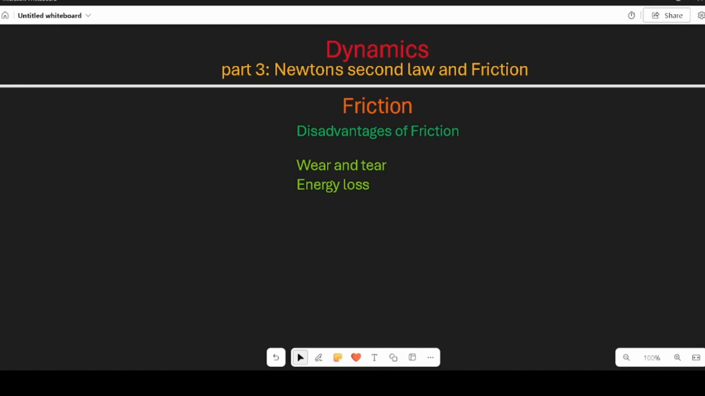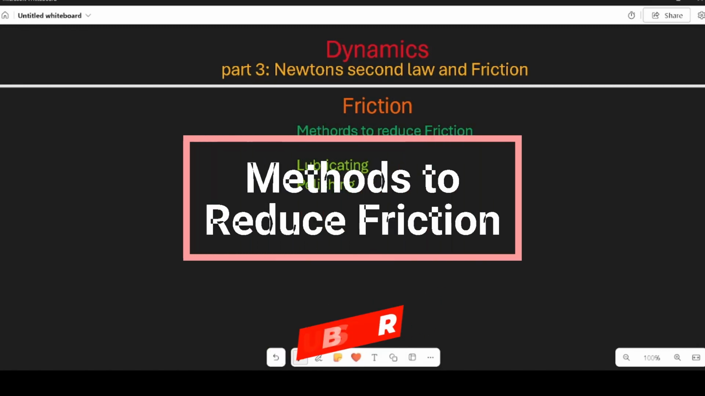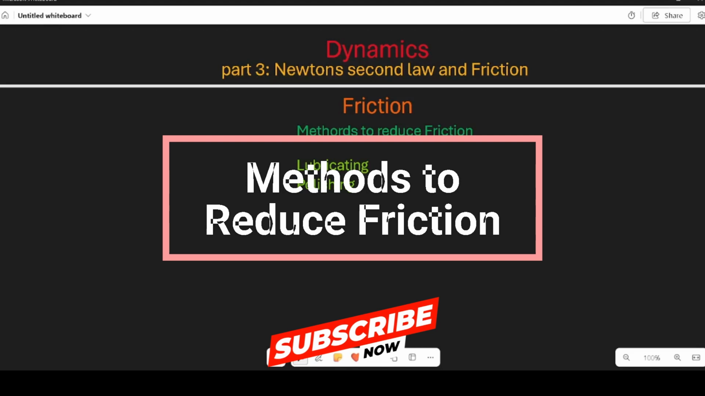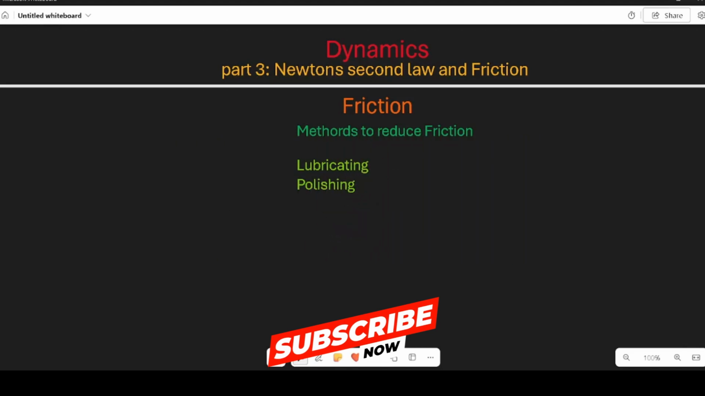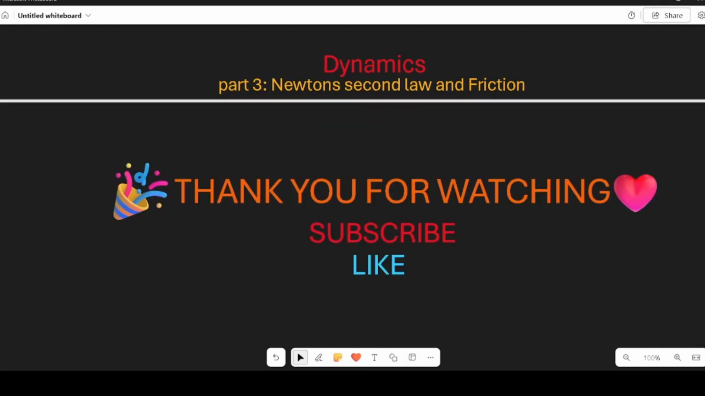Now we'll talk about the methods to reduce friction. There are two main methods to reduce friction. One is lubricating, by using lubricating oil in machine parts regularly to reduce friction, and the other is polishing the surfaces of bodies which are in contact, which reduces friction. Excess polishing increases friction.